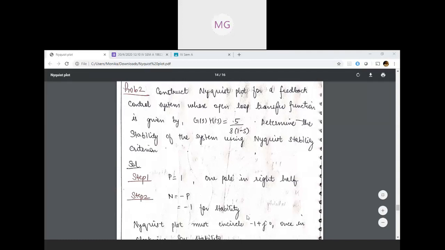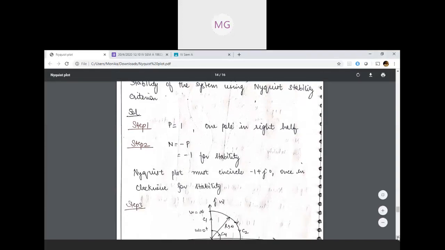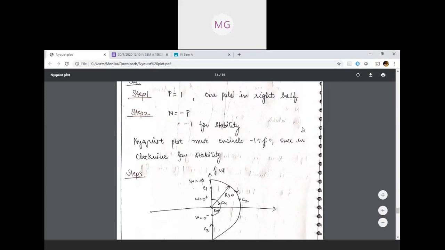That means Nyquist plot must encircle minus 1 plus j0 in clockwise direction for stability. What is the meaning of this minus 1? That Nyquist plot must encircle this point minus 1 plus j0 once in clockwise direction for stability.